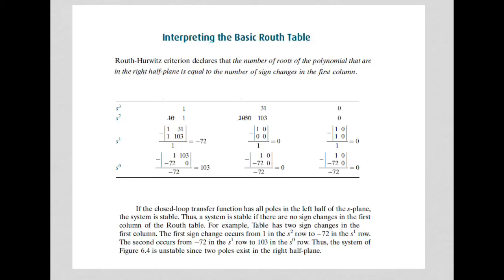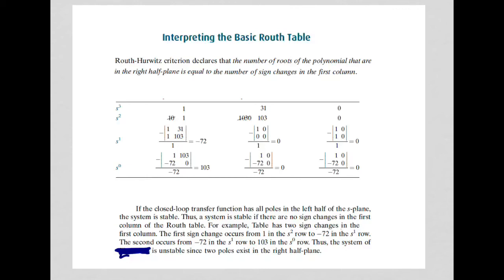Now this basic Routh table applies to the system with the poles on the left and the right half planes. However, the system with imaginary poles and the kind of Routh table that results we will discuss next. Now if the closed loop transfer function has all the poles on the left half of the S plane, the system is stable, if there are no sign changes in the first column of the Routh table. That is, for the system to be stable, all the poles must be on the left hand side and there should be no sign changes, as we have discussed initially.